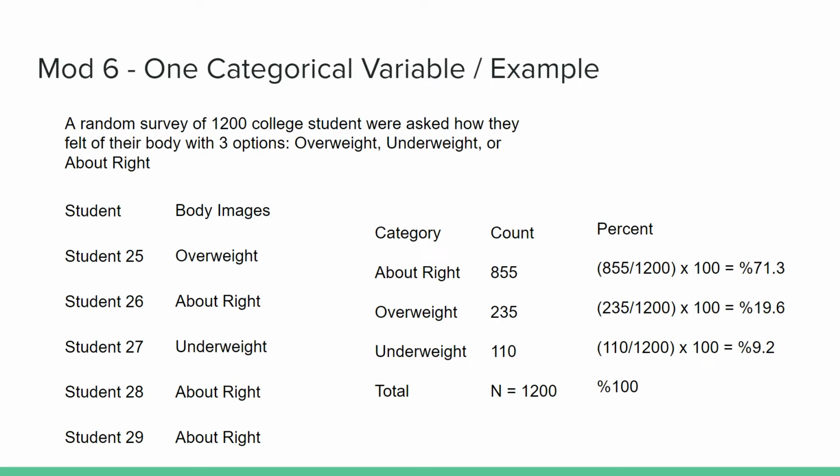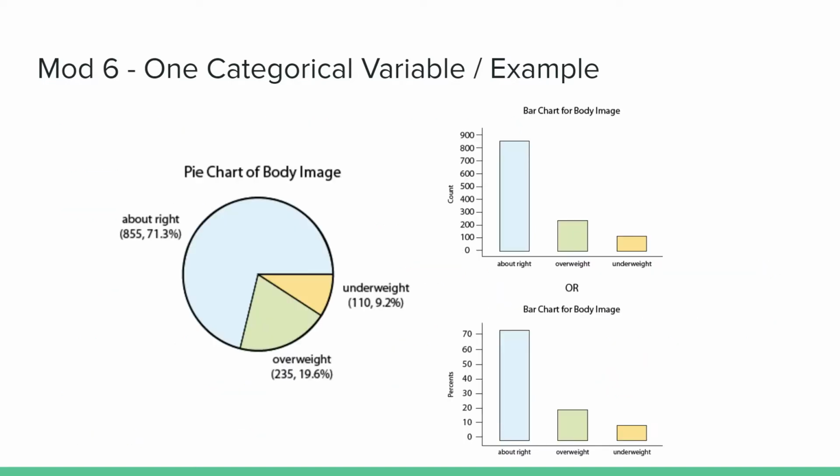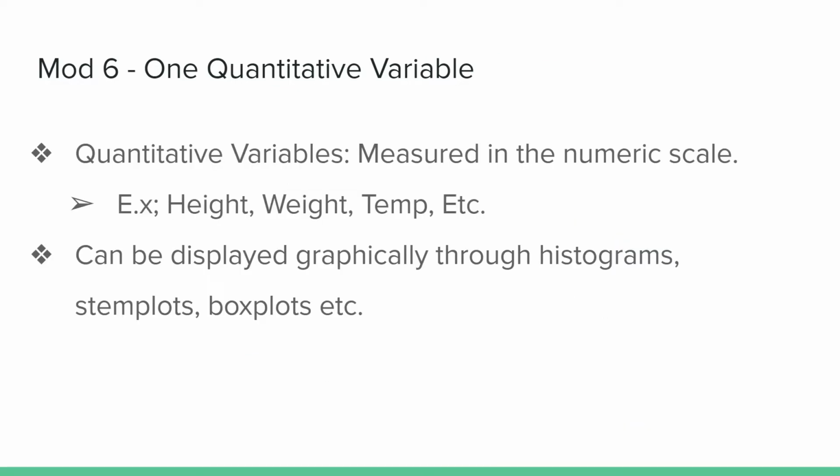Here is an example of categorical data being used to measure students and their perception on their bodies. This can be put into a graphical display to be clearly understood. The other type of variable is quantitative, which includes numeric values such as height, weight, temperature, and others. There are a lot of different ways to display this, such as through histograms.